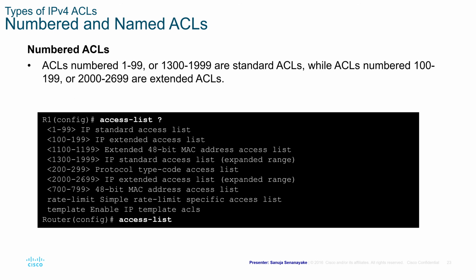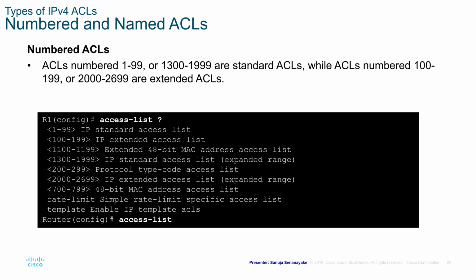Numbered and named ACLs. So numbered ACLs, the first thing we're going to look at. ACLs numbered 1 to 99 or 1300 to 1999 are standard ACLs, while the ACLs numbered 100 to 199 or 2000 to 2699 are considered extended ACLs. So ACLs numbered 1 to 99 or 1300 to 1999 are considered standard ACLs.